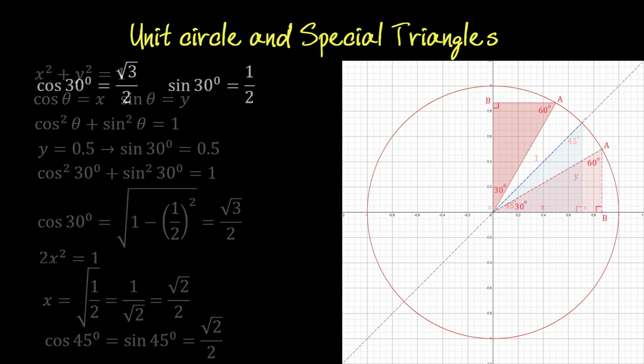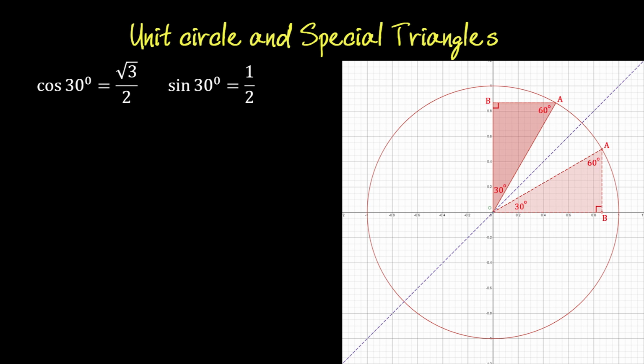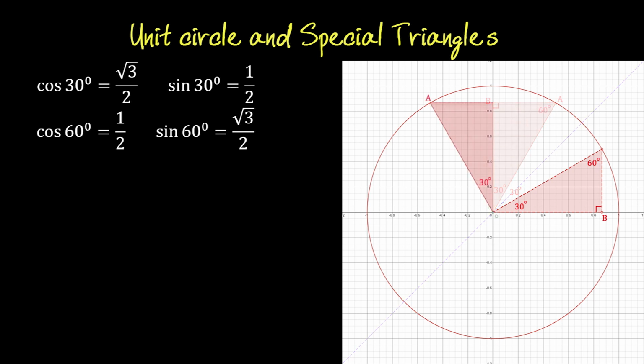Now let's go back to the 30-60 triangle and reflect it in the y equals x line. The triangle retains all its properties, however, the angle AOB is not 30 degrees anymore, but 60 degrees. x is the length of side AB now, and y is the length of side OB. Therefore, now the cosine of 60 degrees is 0.5, and the sine of 60 is the square root of 3 divided by 2. Reflect this triangle in the y-axis.